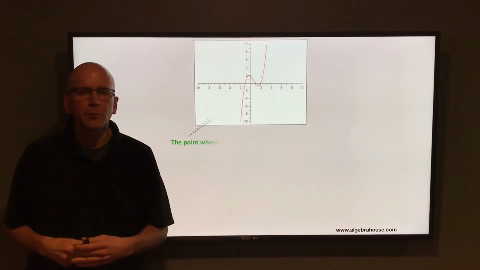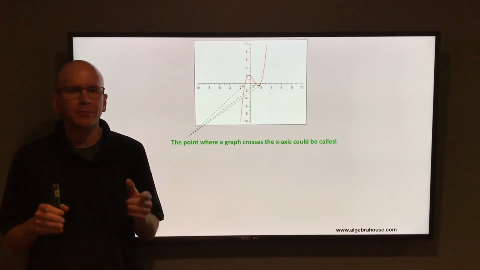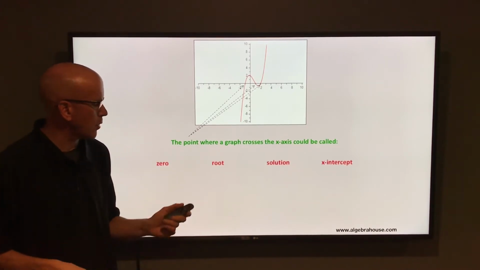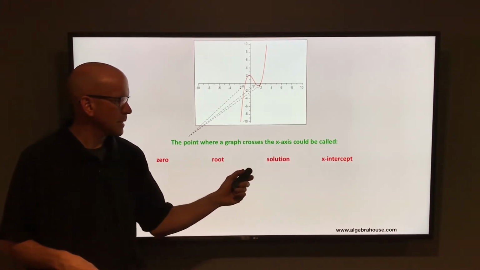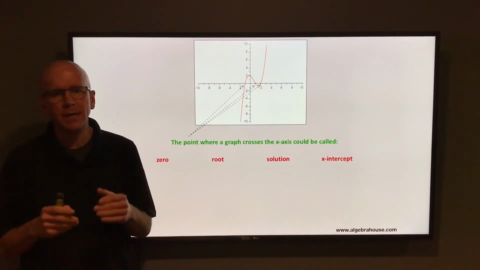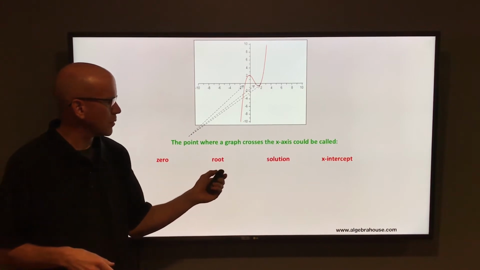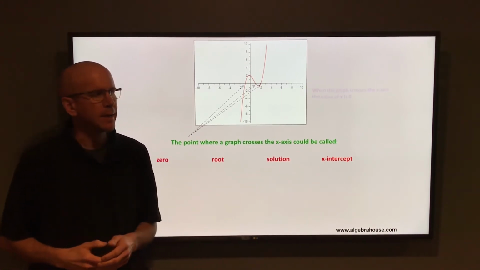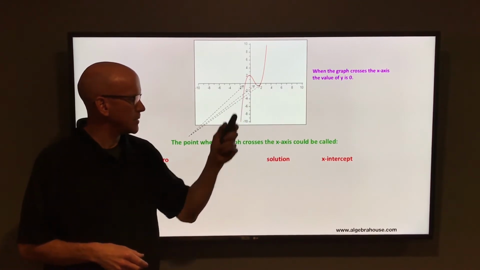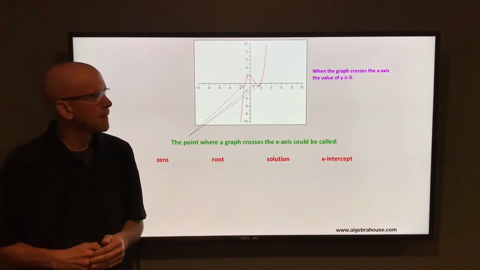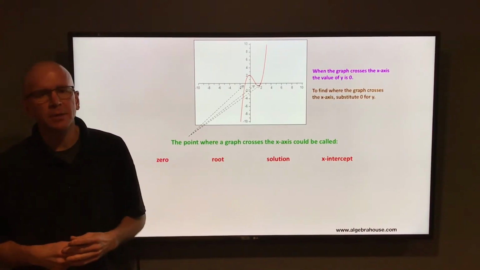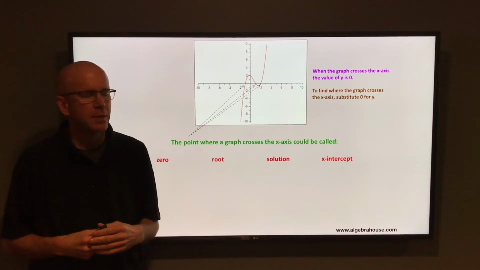When you are working with graphs, keep in mind, where a graph crosses the x-axis, that could be called any of four things. It could be called a zero, a root, a solution, or an x-intercept. So where the graph hits the x-axis could be called zero, root, solution, or x-intercept. When the graph crosses the x-axis, the value of y is 0. That's why it's called a zero. To find where the graph crosses the x-axis, you would substitute 0 in for y into the equation.